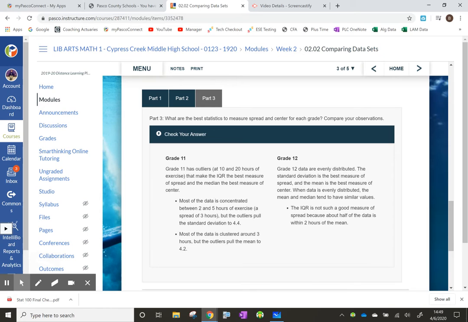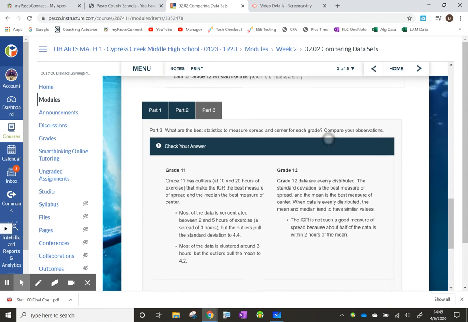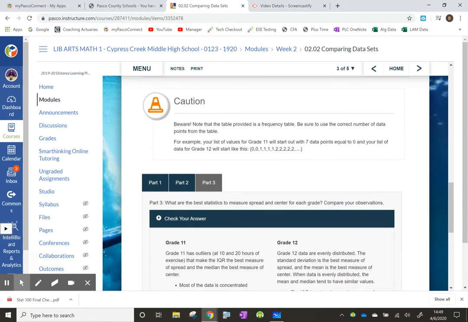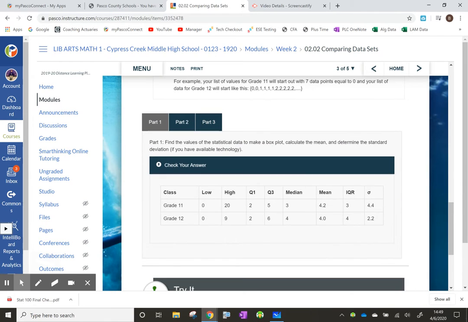So you can see that most of the data is concentrated between 2 and 5 hours of exercise. But the outliers pull the standard deviation to 4.4. So again, we didn't calculate the standard deviation, but go back to part 1, they did calculate the standard deviation. You can see that grade 11's standard deviation is 4.4, whereas grade 12's standard deviation was only 2.2.